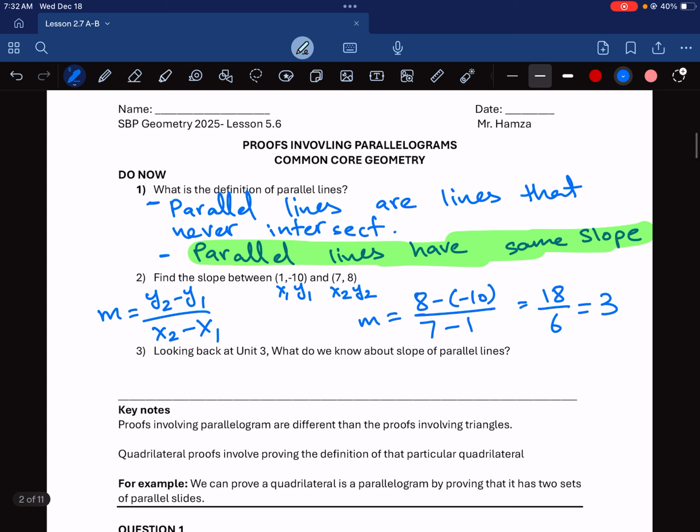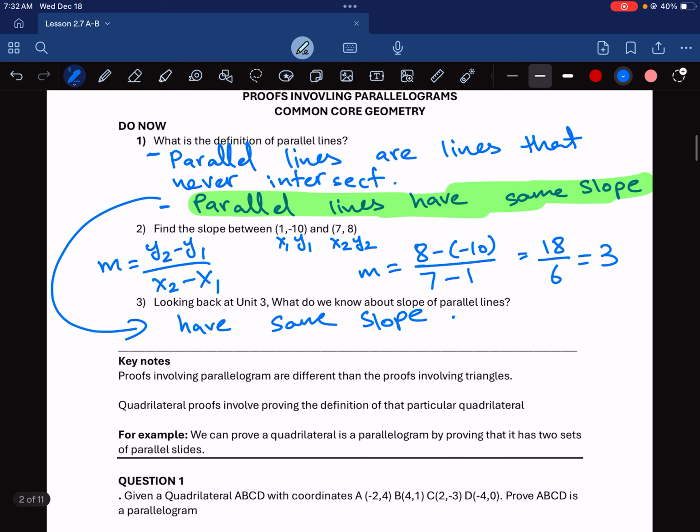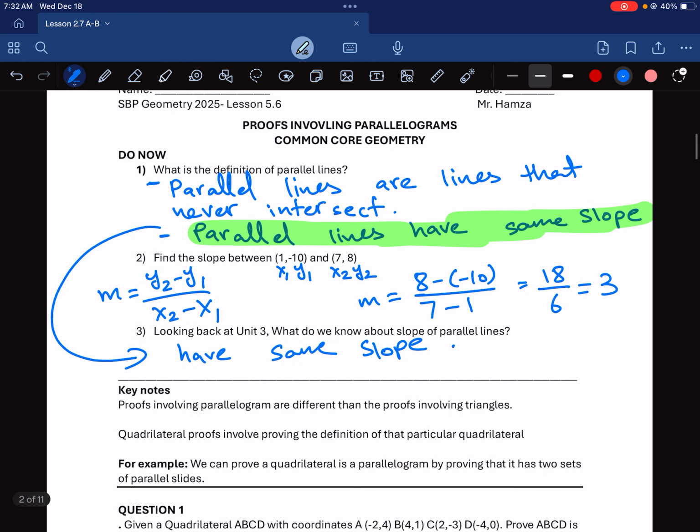Now looking back at unit 3, what do you know about slope of parallel lines? Again, you should write down the same thing here, that they have same slope. Okay. All right, so in this video, we're going to do proofs. Now, these proofs are different than the ones we did in the past with statements and reasons. These proofs involve quadrilaterals. So today, we're going to do proofs involving parallelograms only, okay?